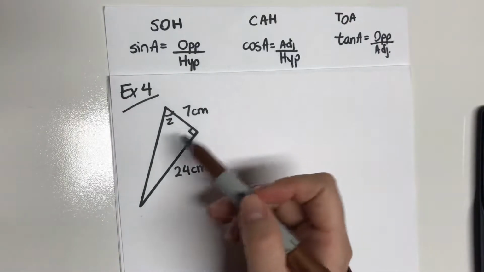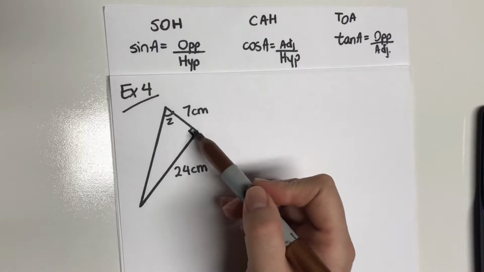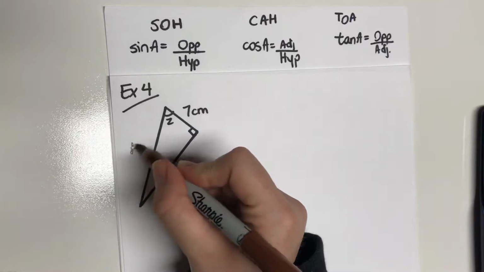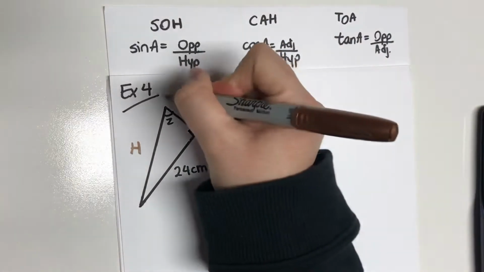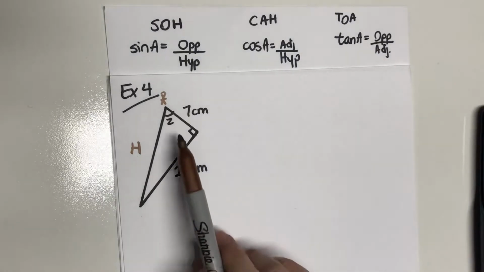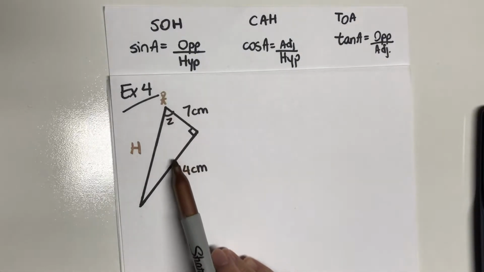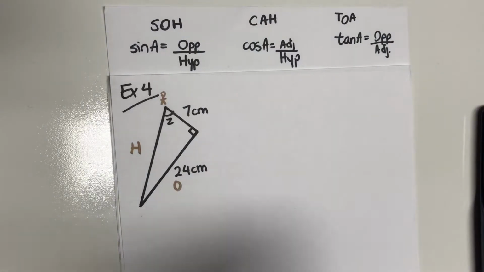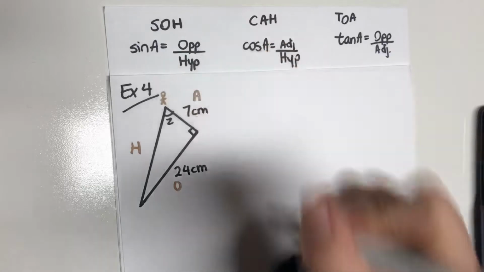As I said before, I always start by labeling the hypotenuse, and that's the side across from the 90-degree angle. So it'll go here. And then I look at my reference angle, the one that I'm trying to find. That's where you're standing. And the side opposite of you is this one over here. And the one that's left is the adjacent side.